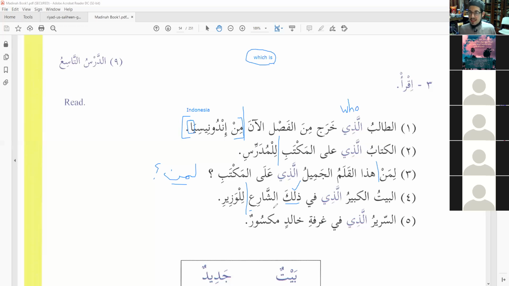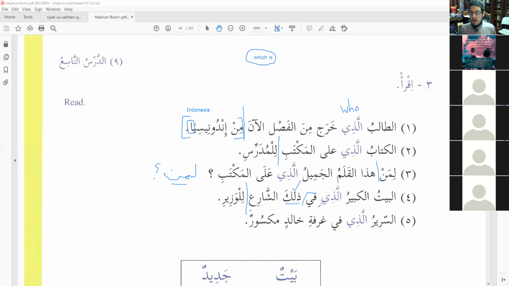Fishari means on the street. Right? On that street, we could perhaps translate this phrase. So it turns out to mean the big house which is on that street belongs to the minister. Okay, everybody, does that make sense?